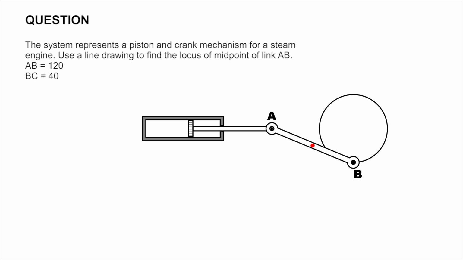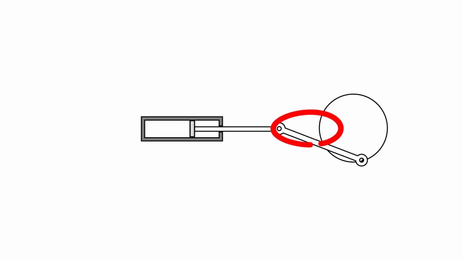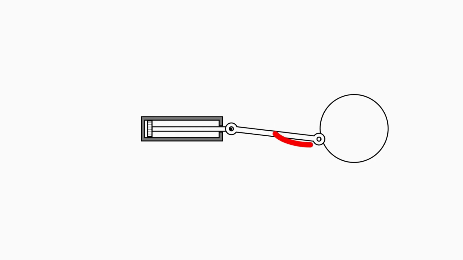We are asked to find the locus of the midpoint AB. I've placed a red dot at the midpoint. Now we must find the positions of the midpoints as the crank makes one turn, or one revolution. Let's see the locus of that midpoint through an animation. As you can see, the locus makes an elliptical shape.